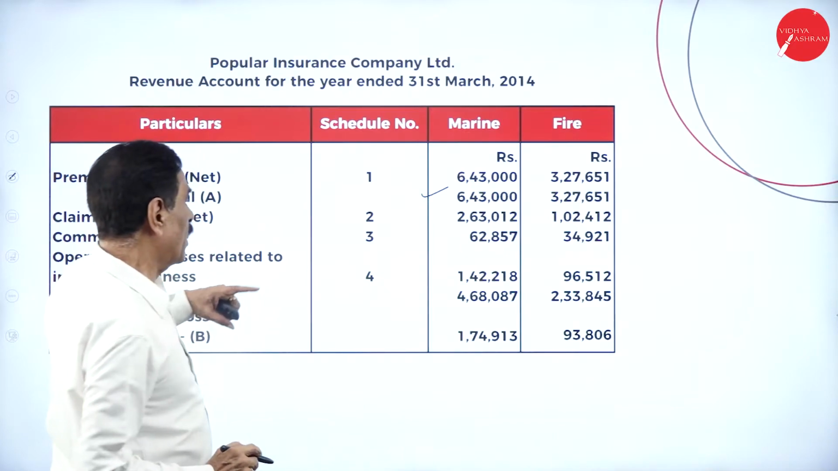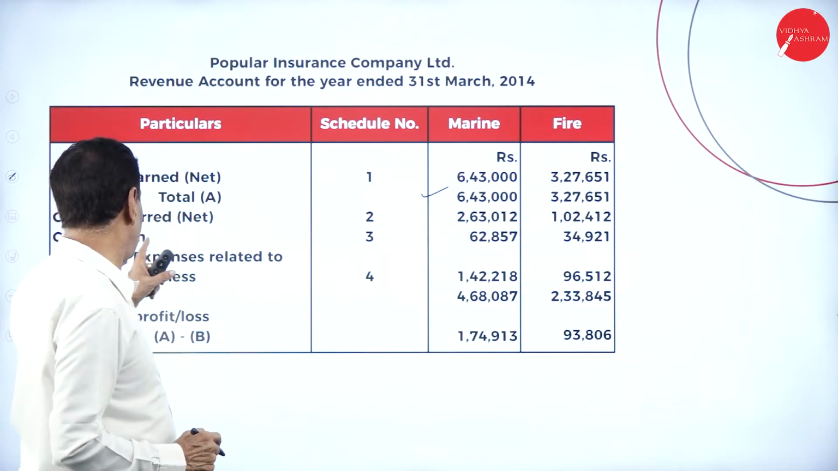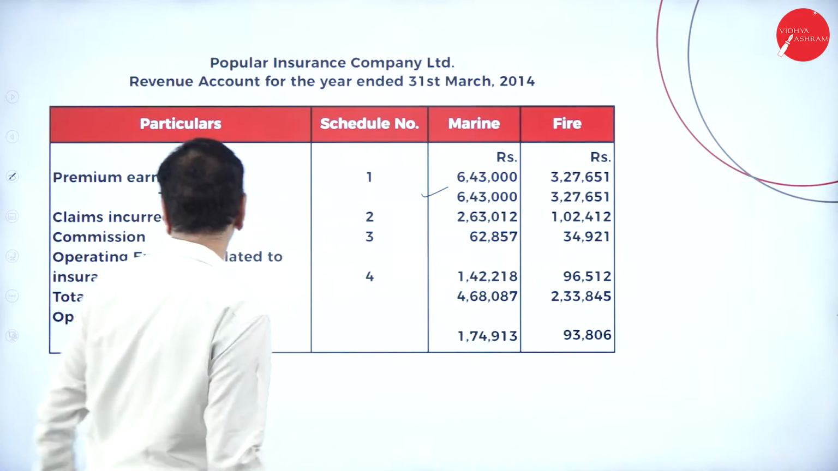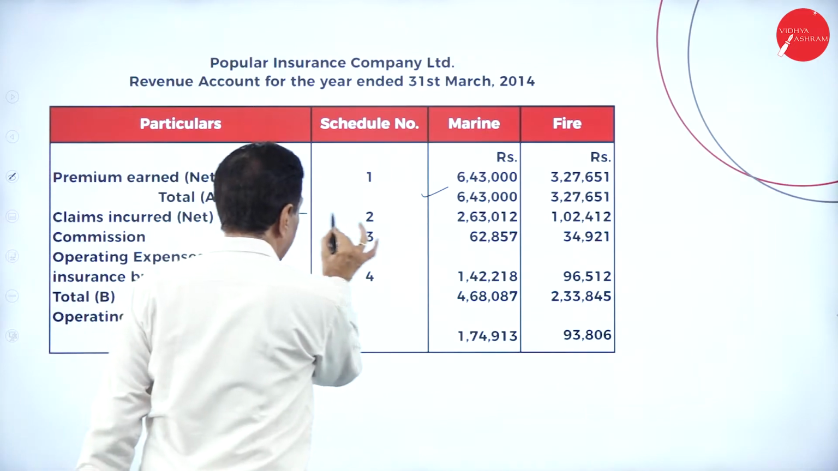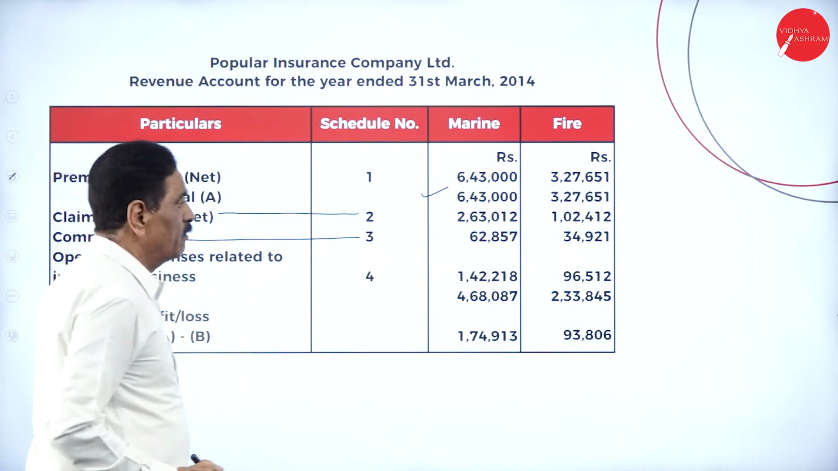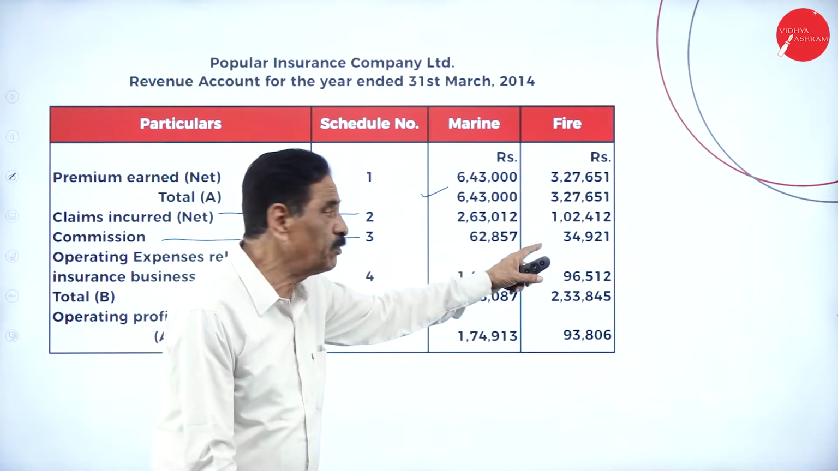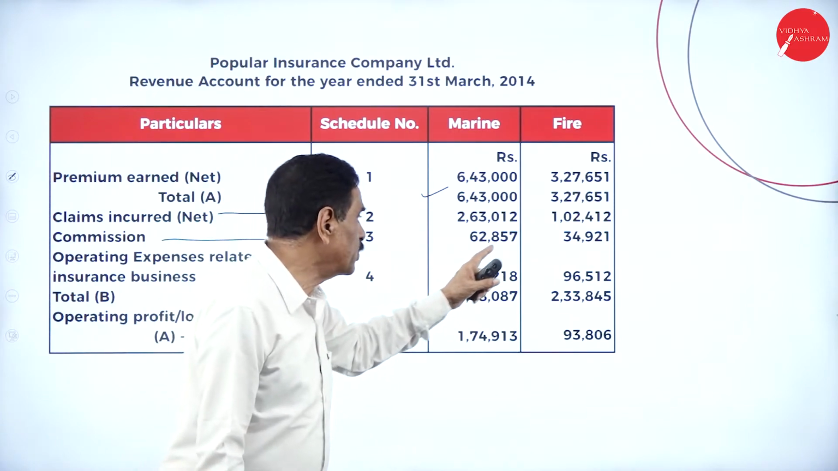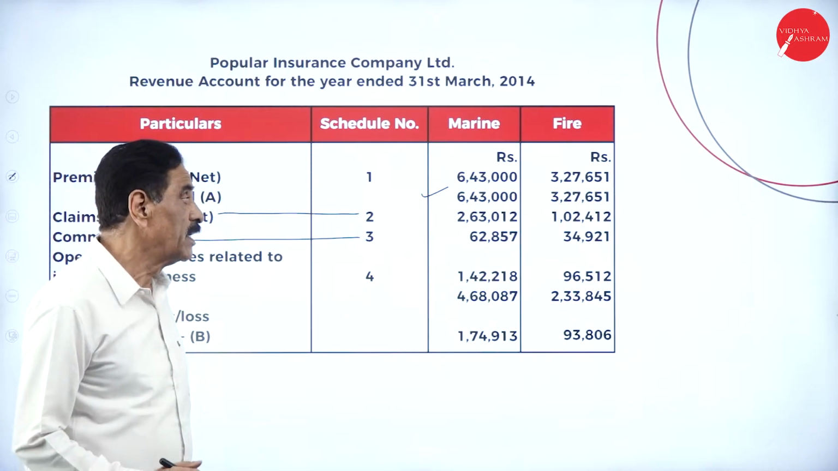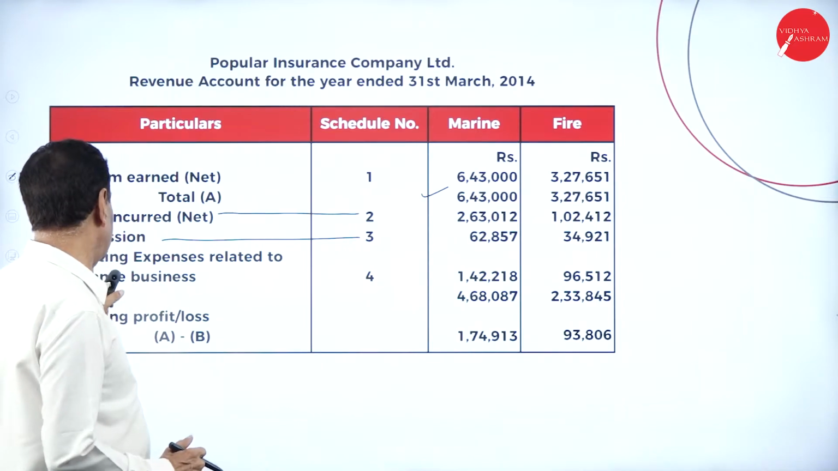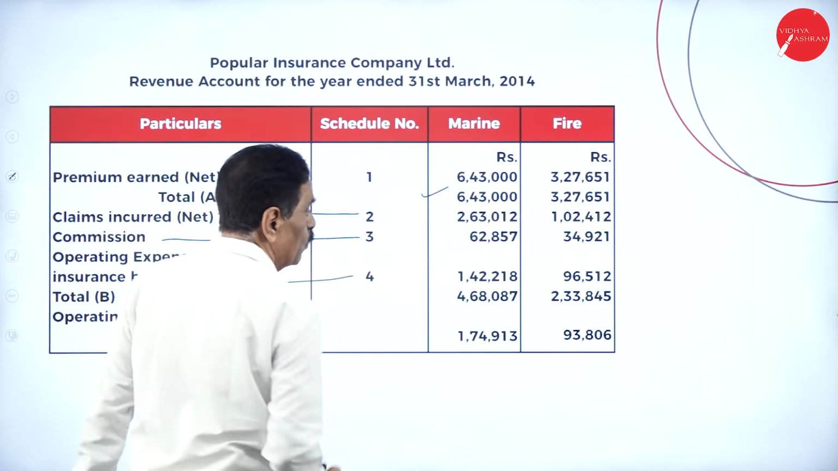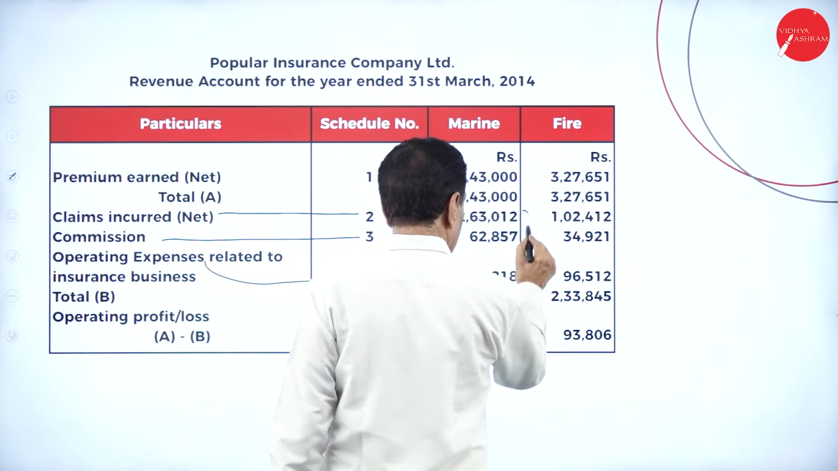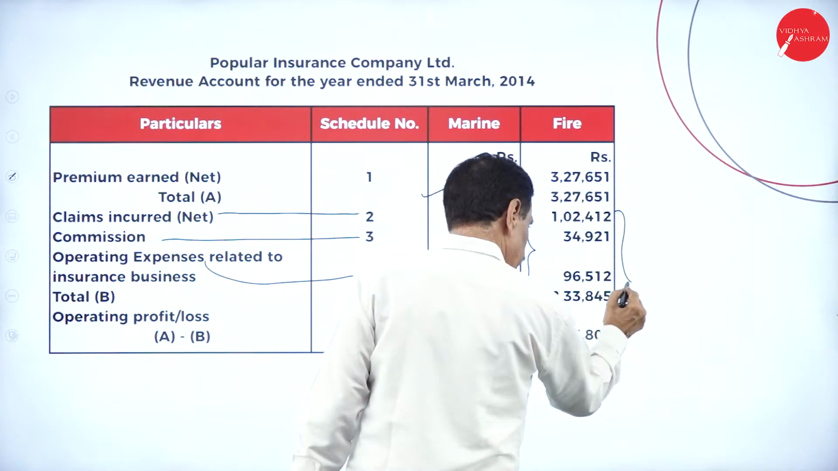Then regarding the expenditure, we come back here. Commission, schedule number 2, 2,63,12, 102,412. First is the claim, second is the commission, third is operating expenses. First claim is how much? 2,63,12, 102,412 as per the schedule. Then regarding the commission, 62,857 and 34,921. Operating expenses 1,42,218 and 96,512.